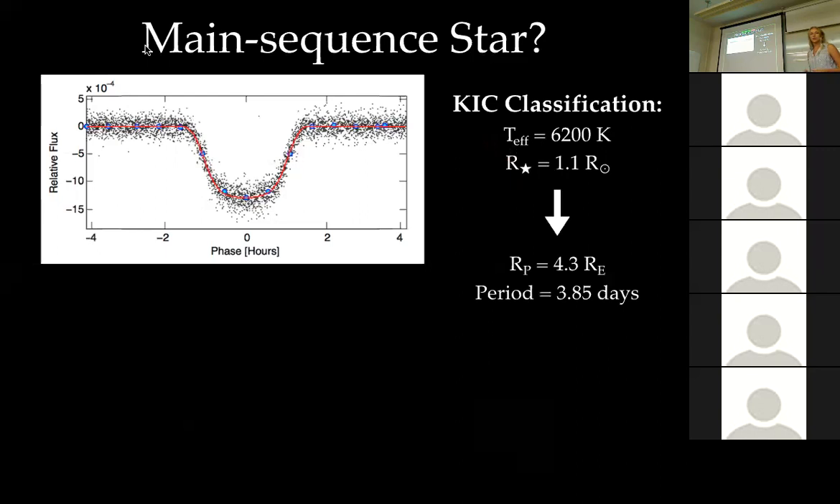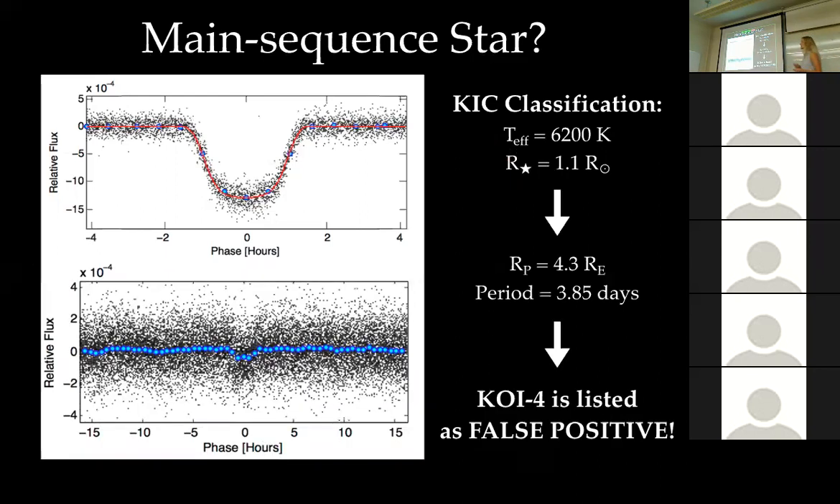So around a main sequence star, KY4 was hosting a Neptune-sized planet on an orbital period of 3.85 days. And the catch here was that a secondary eclipse was observed. Now, Dan did not talk about this. So the primary transit is when the planet goes in front of its host star and blocks out starlight. But when the planet goes behind the star, we call this a secondary transit or eclipse.